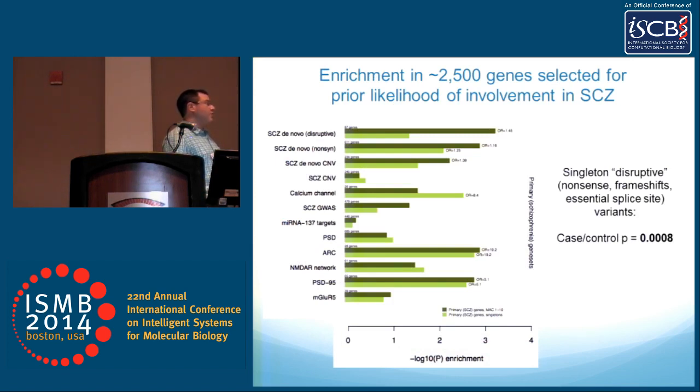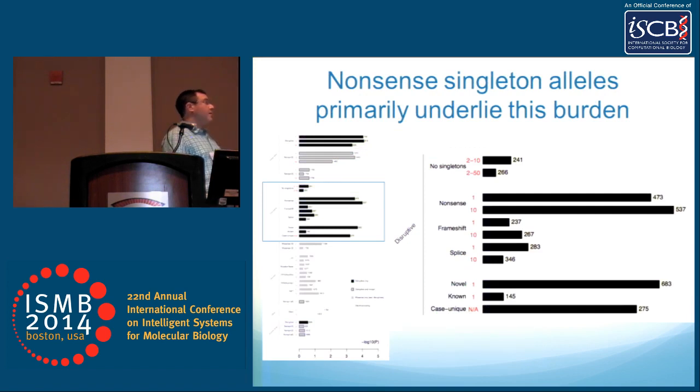Here it's broken down by the contributing data sets, and we get a pretty significant p-value, 10 to the minus 4, for this type of data set. Asking, though, where does that burden actually lie, we see that it's really driven by these singleton, these rarest variants, when they're aggregated, looking at nonsense variants that are seen exactly once in the population. We combine them across these 2,500 genes, and we start seeing burden.